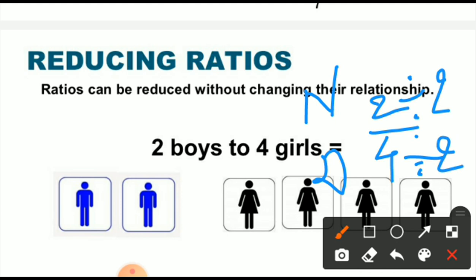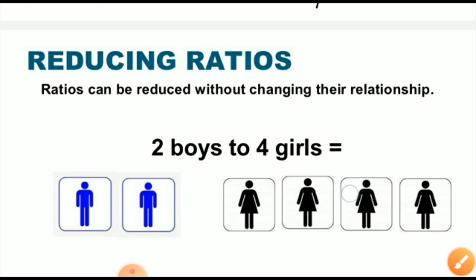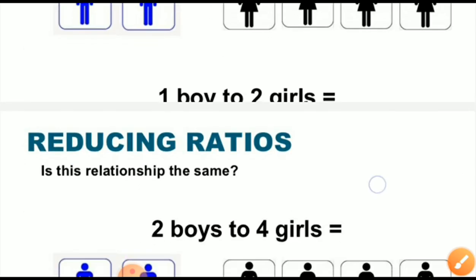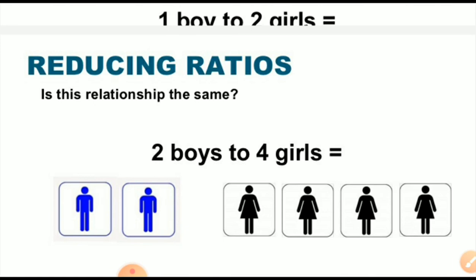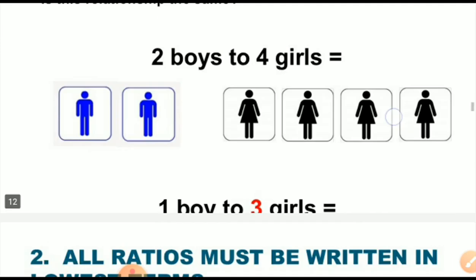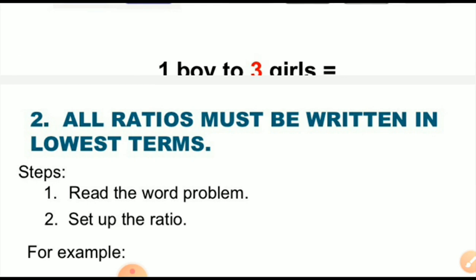Okay, 2 divided by 2 gives me a 1, and in the denominator, 4 divided by 2 gives me a 2. Yes, now 1/2 is the final answer. It's a reduced answer. How to check it? See, 1 boy to 2 girls. Is it the same relation as 2 boys to 4 girls? Yes. 1 boy to 3 girls would be a wrong answer. All ratios must be written in lowest form.